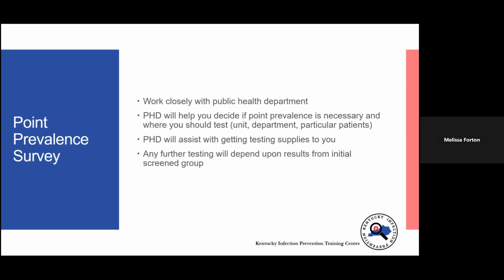Now, again, this will be reported to the Department for Public Health, and they'll work closely with the facility to determine what to do next. So they'll help us decide if a point prevalence survey is necessary, and if so, who should we test? Do we test everyone in the unit? Do we test everyone in the department? Do we test particular patients? And then based on those initial screening tests, we may do further testing, but they will help guide us the entire way. And they will help get supplies to us and make sure that we know where to send it and all that kind of stuff. So they'll partner with us the whole time.